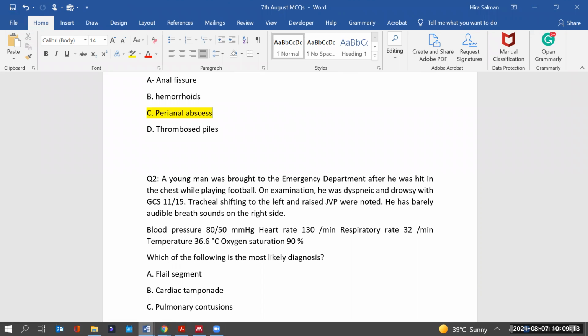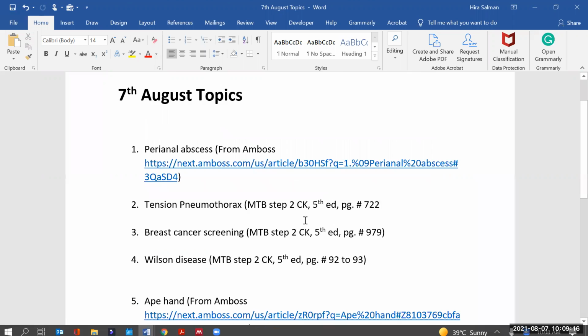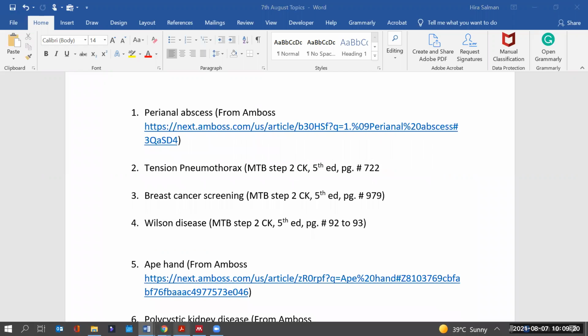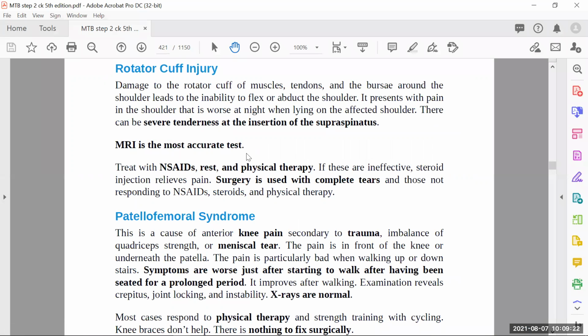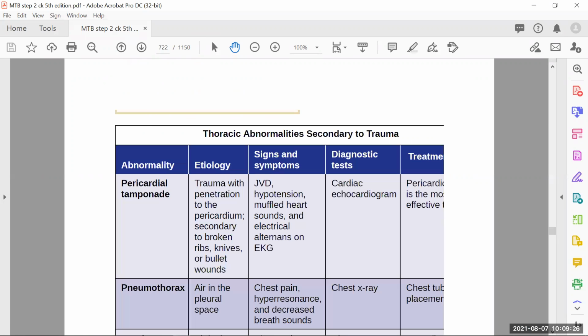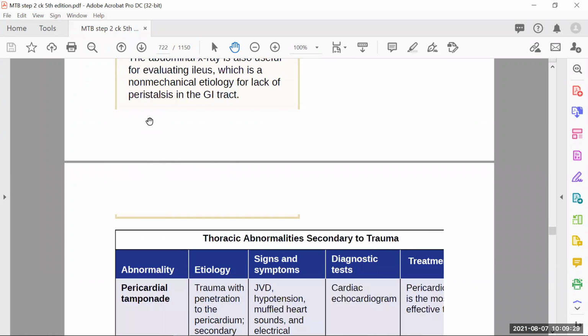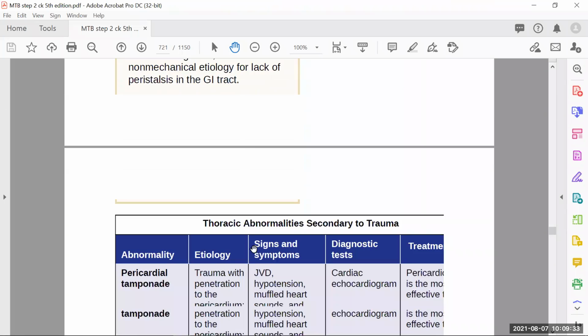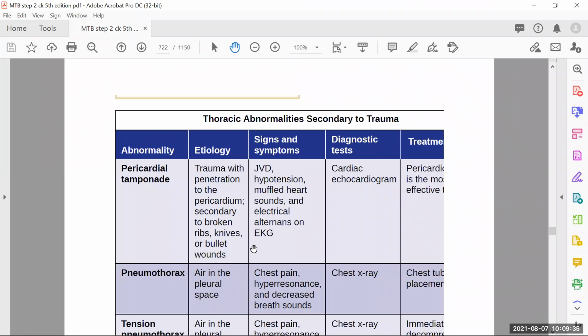Okay, for the next one, we have to go for the theory first. Next, we have tension pneumothorax. So whenever we say tension or pneumothorax, we always consider thoracic trauma. We have different kinds of thoracic trauma, and the main heading is actually thoracic trauma. So always remember, whenever there is some injury to the chest, maybe because of a road traffic accident, a motor vehicle accident or any traumatic history, that can lead to thoracic abnormalities.